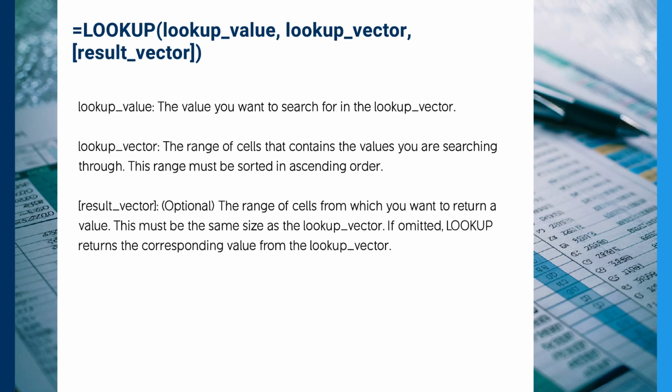Here's what each part means. Lookup value is the value you want to search for. Lookup vector is the range that contains the lookup value. Result vector is the range that contains the result value you want to return.